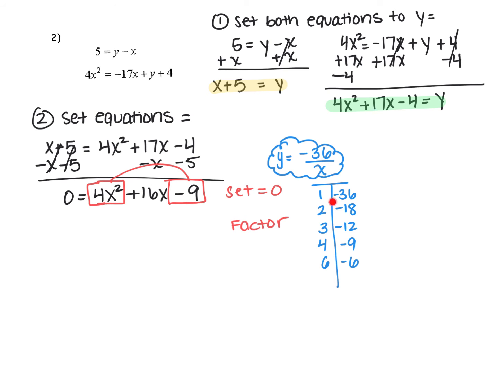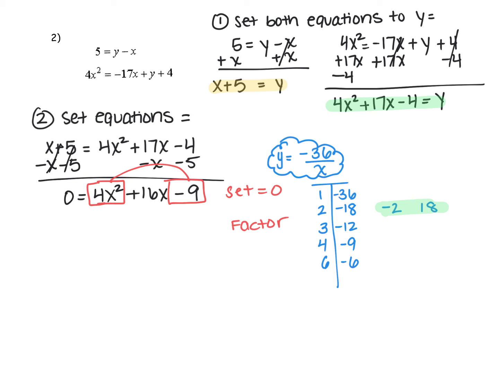We're looking for a pair on this list that's going to add to 16x. I see 2 and 18, but that actually adds to a negative 16. So I think I can flip-flop this list, and I could have a negative 2 and a positive 18. I think this is the pair that I want. So negative 2 and positive 18.